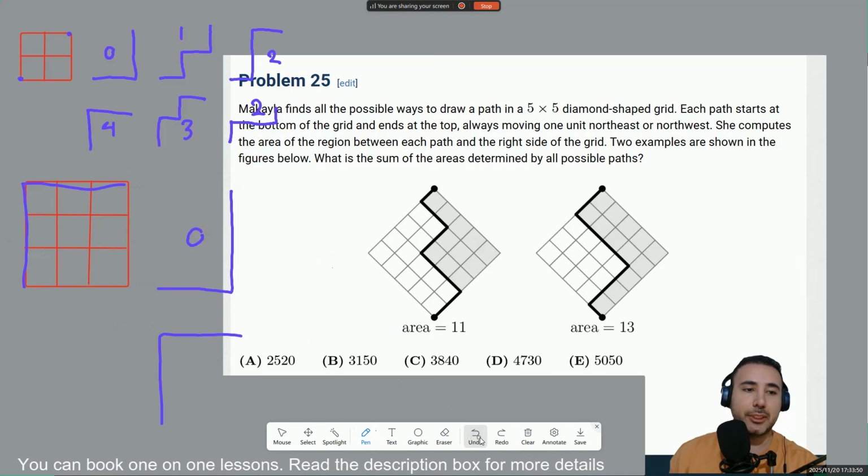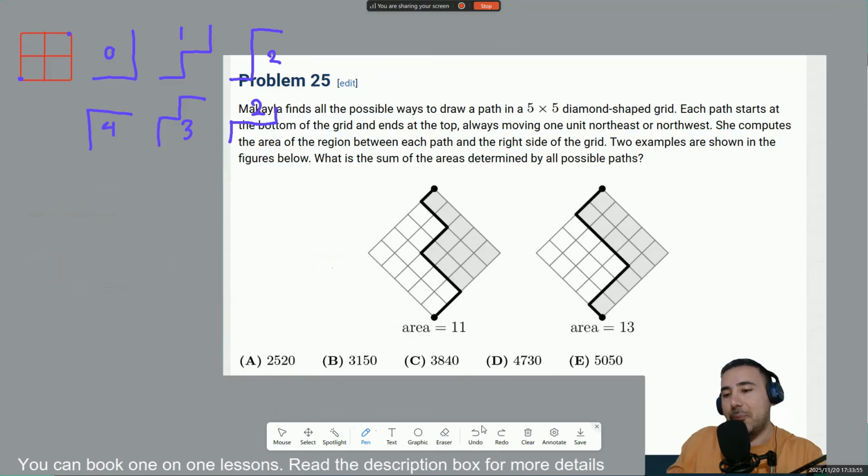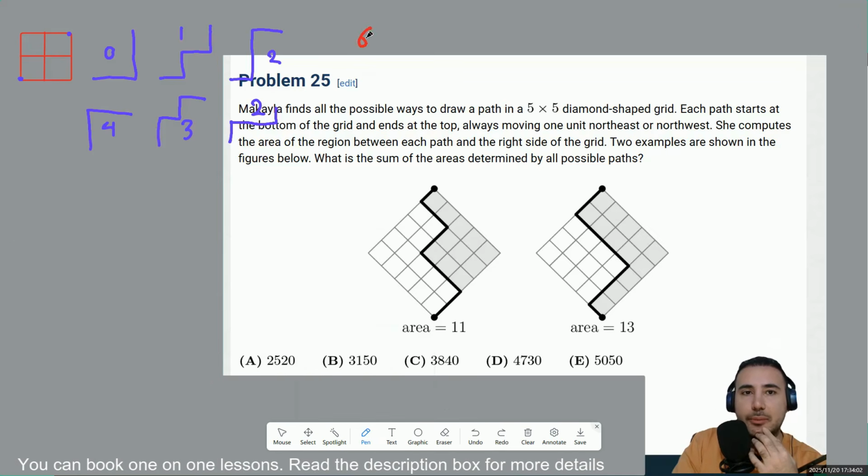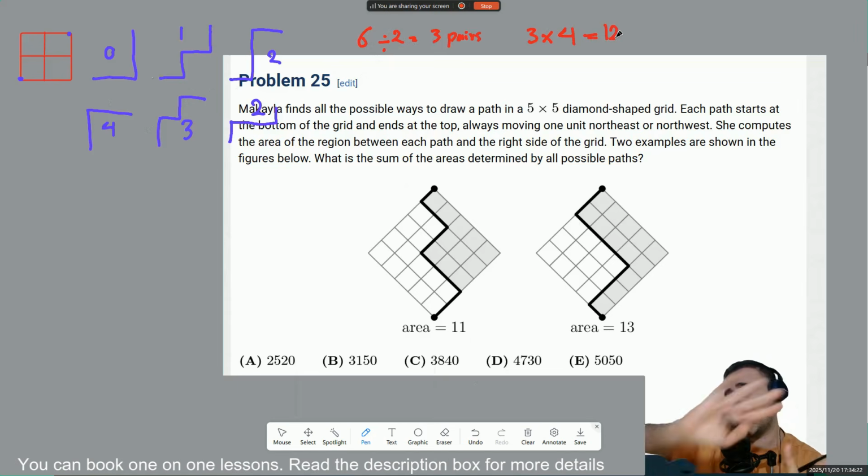So that makes the question very, very easy. The only question remaining is how many paths we have. So for example, for this one, a 2 by 2, we have 6 paths, right? 6 paths, divided by 2, sorry, is going to give us 3 pairs, right? And each pair is going to give us the area of the square. So we have 3 pairs, each one is going to give us 4. The answer to this, the sum of all areas, is 12, right?